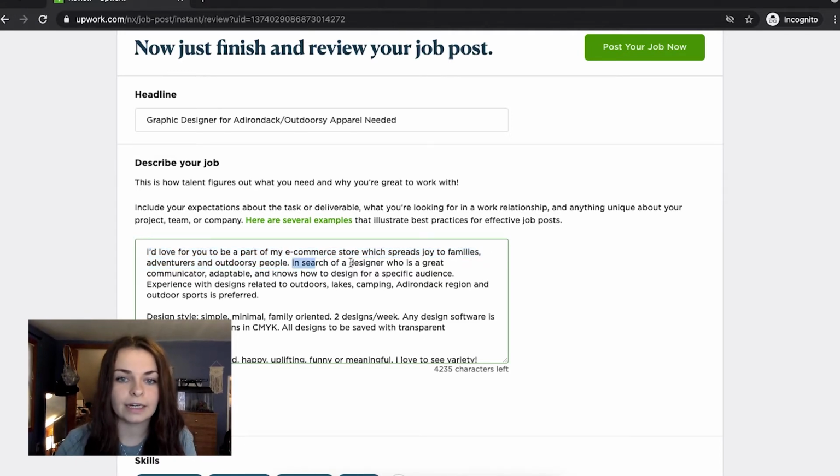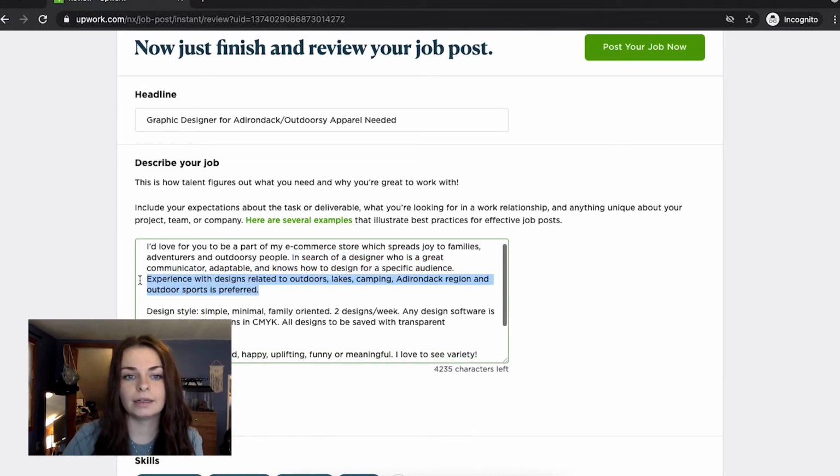And then you're going to want to say what kind of freelancer you want, and also include some of the skills that you want your freelancer to have. So I'm in search of a designer who's a great communicator, adaptable, and knows how to design for a specific audience. I want them to be adaptable because if their designs aren't working in my store, I want to be able to communicate with them and say, hey, you need to do a little bit more colors, or I would like for you to do a little less lines, or just anything that you feel like could benefit your store more. You want to be able to communicate to them.